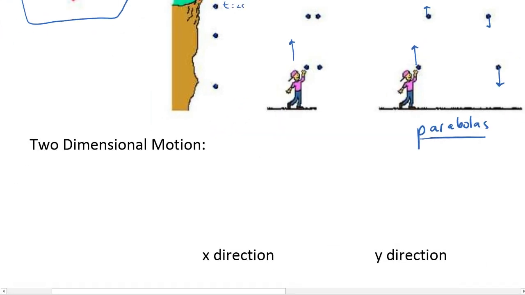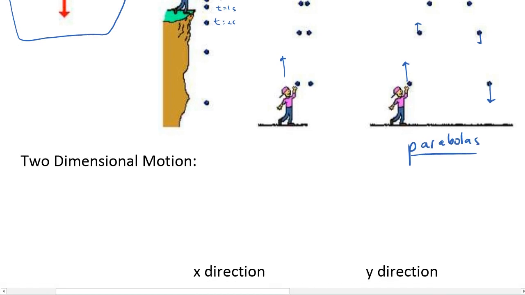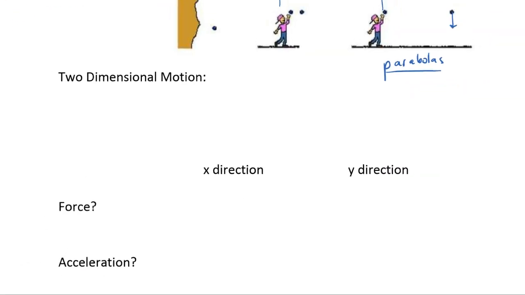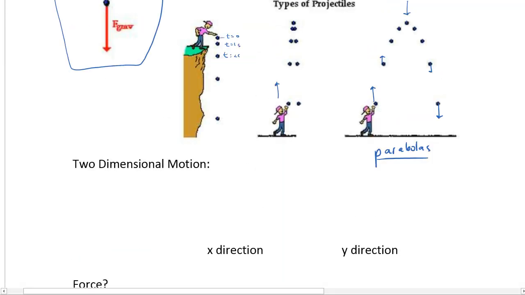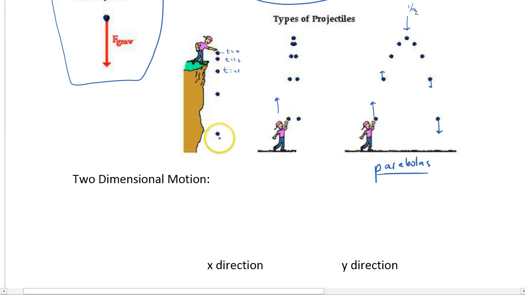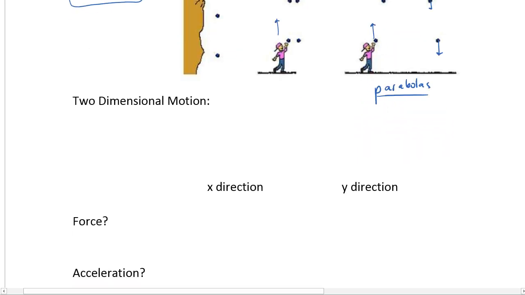Okay, so let's take a look now at two-dimensional motion. In grade 11, we only did really one-dimensional motion. So now we have 2 dimensions. Here's an example of one-dimensional motion, just straight downwards. This one is mostly one-dimensional. This is definitely two-dimensional. It's going up and down, and it's also going to the right. So the x direction would be known as the horizontal direction, and this is the vertical direction.